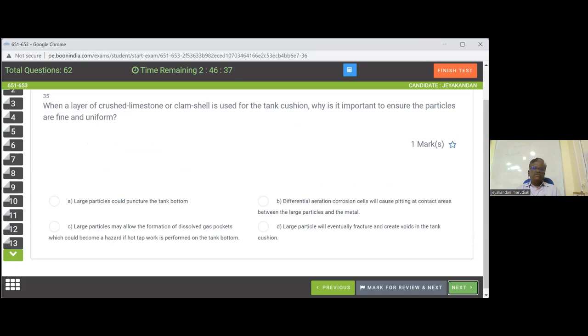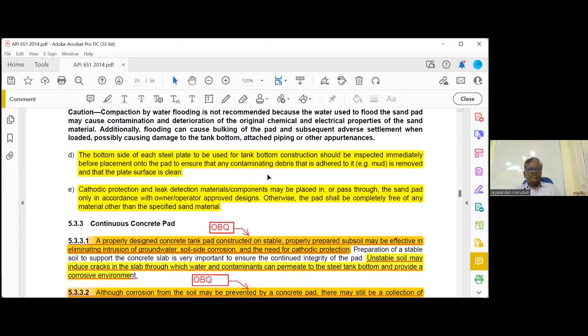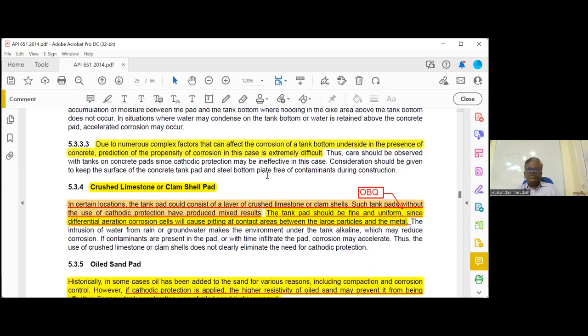Okay. Where a layer of limestone or clamshell is used for the tank cushion, why is it important to ensure the particles are fine and uniform? Large particles puncture, no. Differential aeration will cause pitting between the large particles under the metal. Allow formation of dissolved gas pockets, I think this one. So limestone and clamshell, you can see here. Since differential aeration will cause pitting at the area of contact between the large particles and the metal, this one. 5.3.4, yeah, second line.